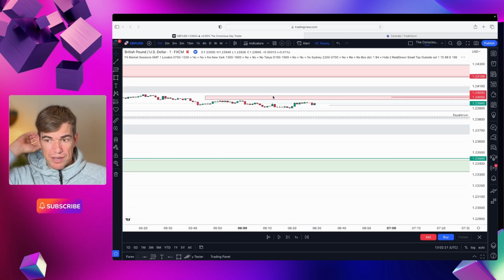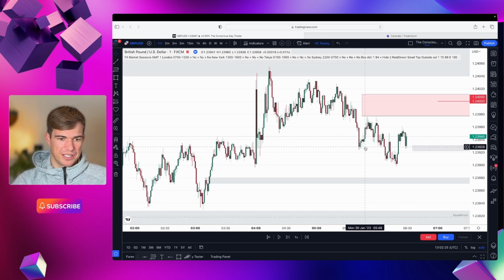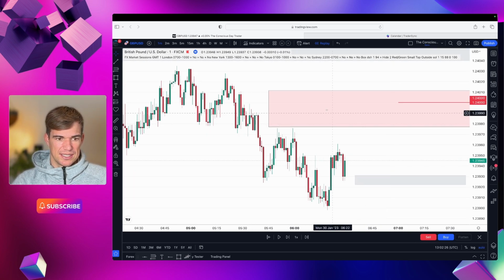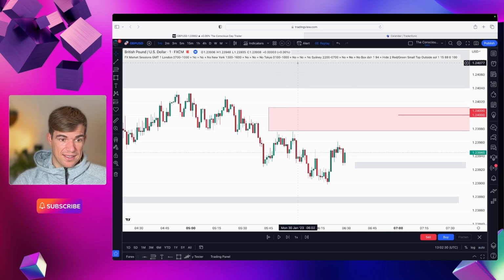Now, both trades would have worked. And this is the interesting thing. You can be going long and short, and you can find opportunities in the market. So let's see what I saw to go short, and then I canceled the trade to go long.